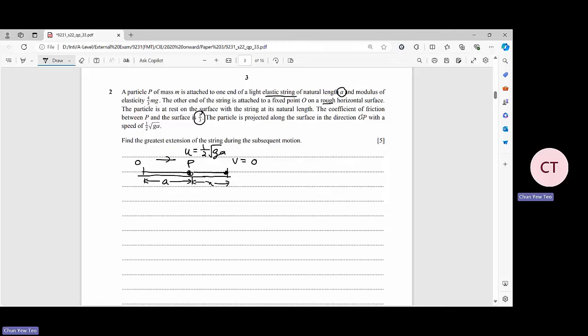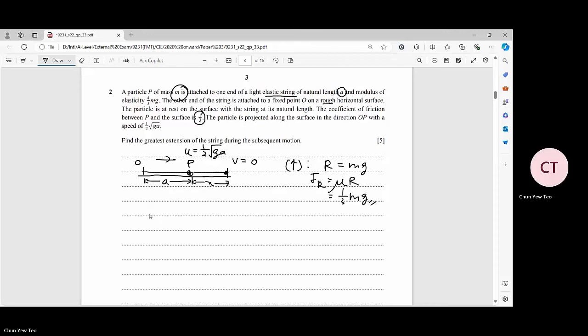Now we have friction. So to have friction, we need to have mu R, the maximum frictional force. So maybe we should consider the vertical forces first. For the vertical forces, you will have the normal contact force R equal to mg, where your mass is m. So your frictional force Fr is equal to mu R, which is equal to 1 over 3 mg. Okay, so that is the first thing you need to highlight.